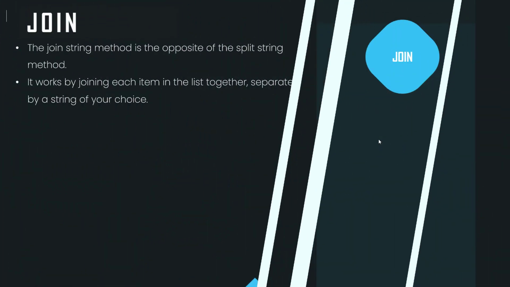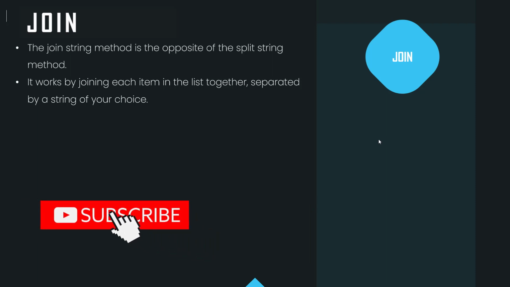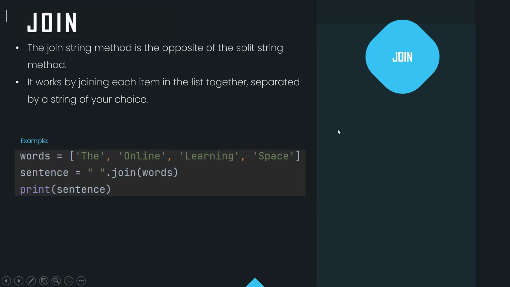So the first thing that we need to know here is what does join actually do? Now, the join string method is the opposite of the split string method. It works by joining each item in the list together, separated by a string of your choice. So here we have an example.